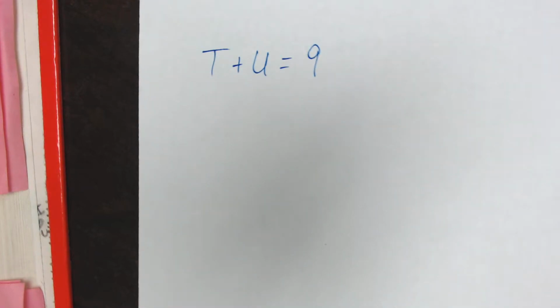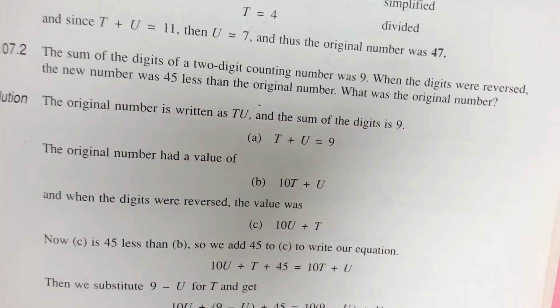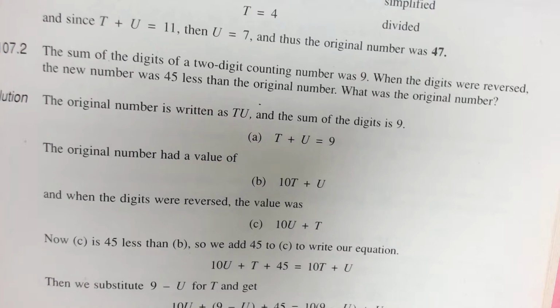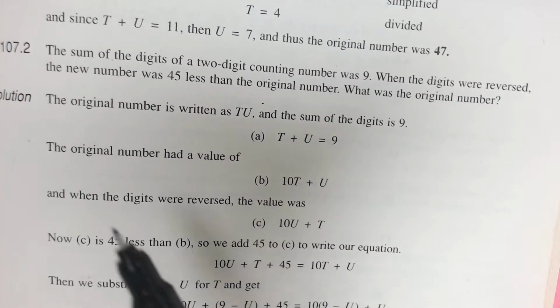All right? That equation is very, very simple. Now let's look at the second half. They say when the digits were reversed, the new number was 45 less than the original number. Okay, so we have to figure out how to write the number with the digits reversed, and then we have to write the new number 45 less than the original number.